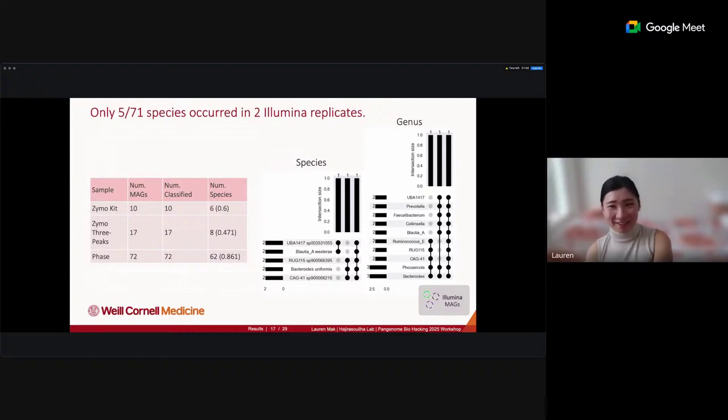Luckily, these are all gut bacteria. I went back and checked against the database. These are all known to be gut species. And what this tells me is that the species that occurred in 2 replicates probably do exist. But what about the other 60-something species? Are they hallucinations?